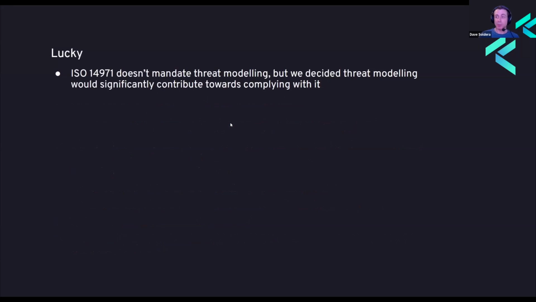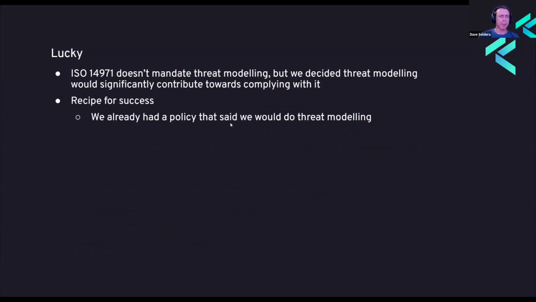ISO 14971 doesn't particularly mandate anything, right? It just has a bunch of information in there, but we decided that threat modeling would significantly contribute towards complying with it. So it was going to be a focus for the company. This was sort of a recipe for success for me.